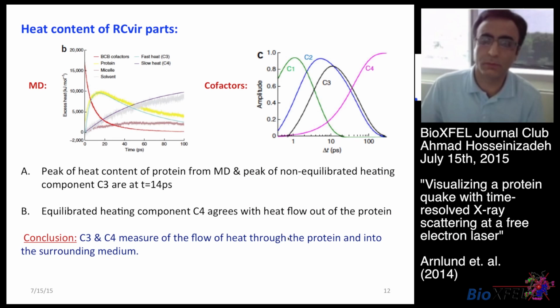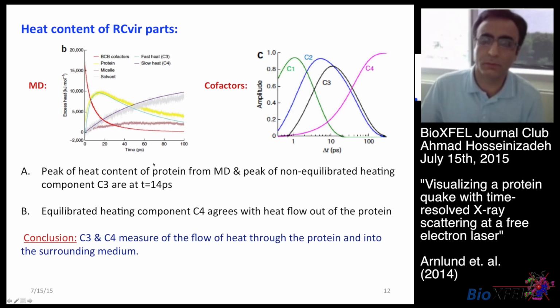Okay, let's continue with that and relate this C1 to the results of molecular dynamics, in fact to find a correlation between molecular dynamics simulation and the experiment itself. So first of all, if you compare this yellow peak here, yellow for protein, with the peak of C2, or let's say C3, yeah.